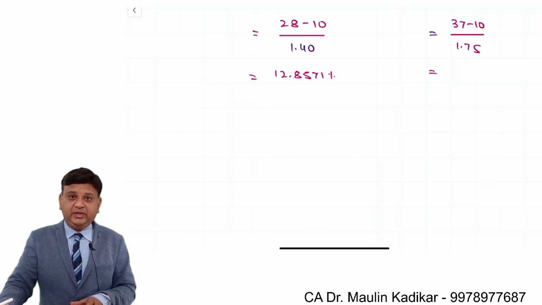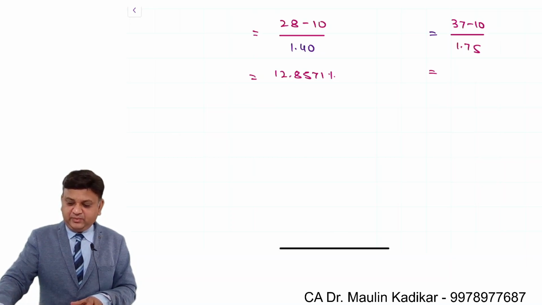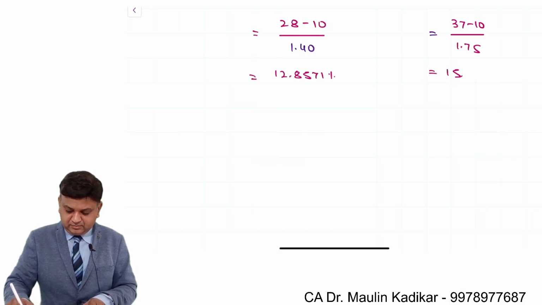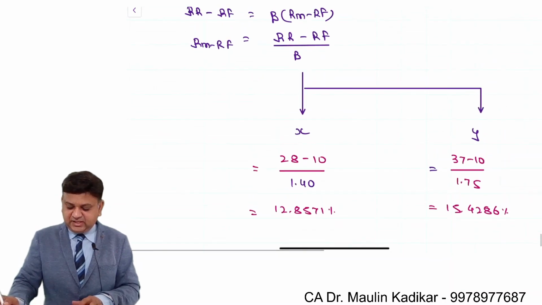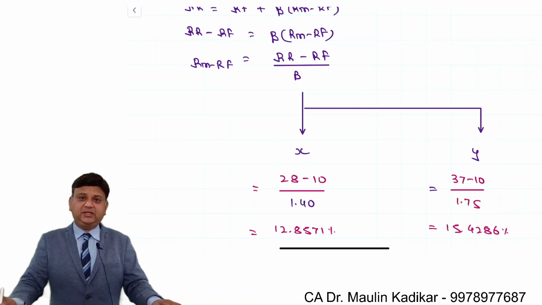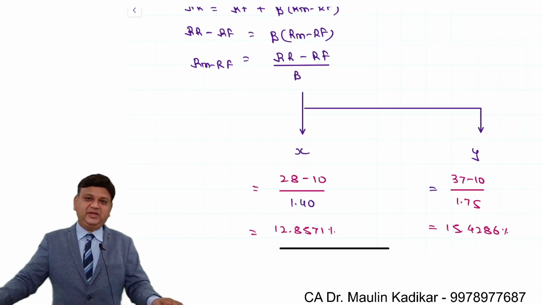37 minus 10, 27 divided by 1.75. So 15.4286. We can see that these two values are not matching. As these two values are not matching, that is the reason the given returns are not as per CAPM. The given returns are mean return. That is what we understand.